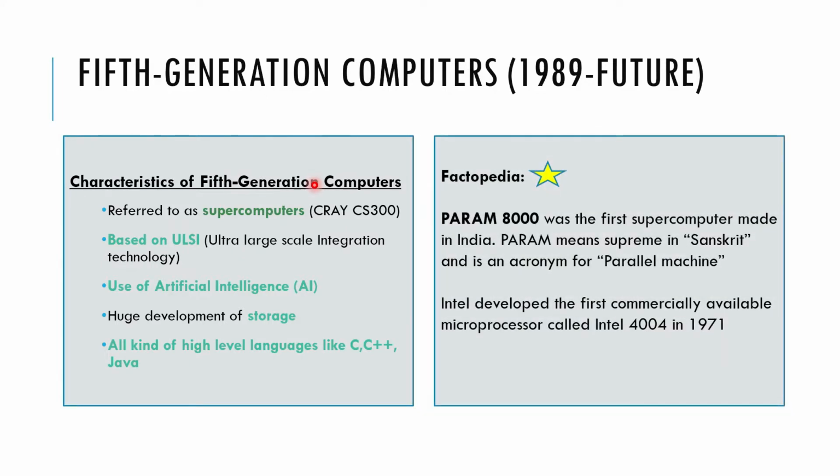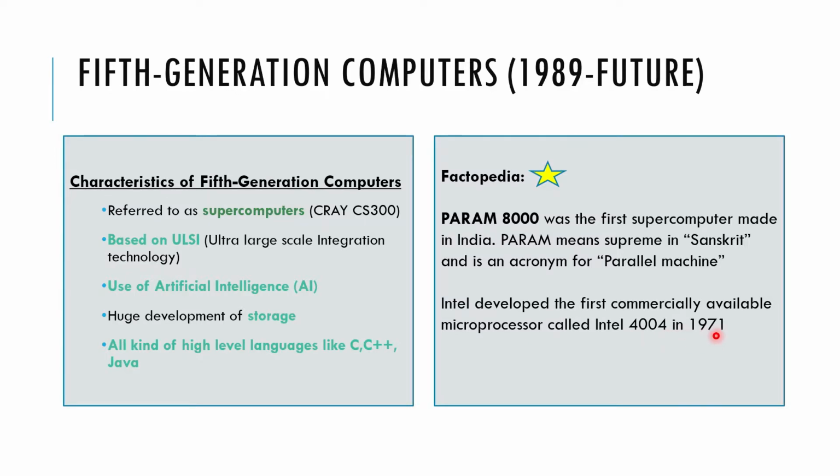Time for some important facts. Param 8000 was the first supercomputer made in India. Param means supreme in Sanskrit and it is an acronym for parallel machine. Second important fact: Intel developed the first commercially available microprocessor, called Intel 4004, in 1971.